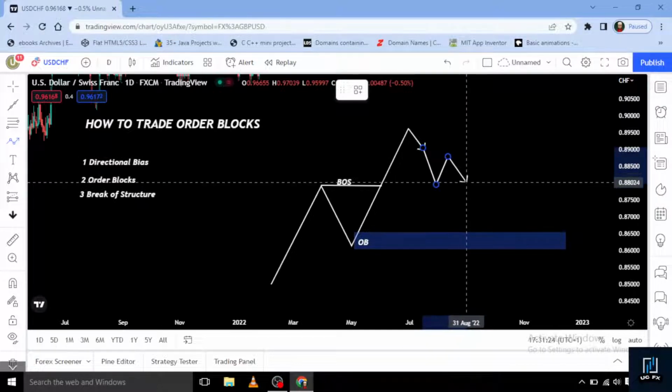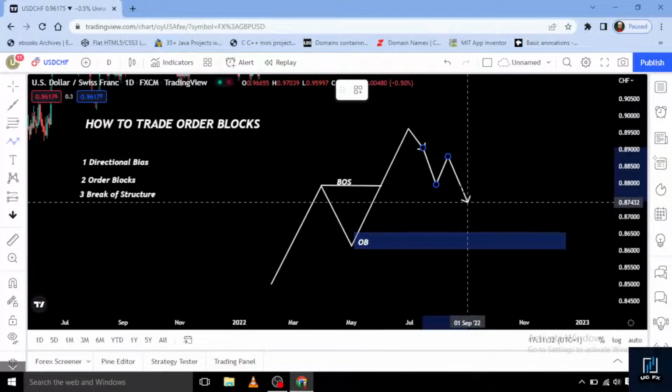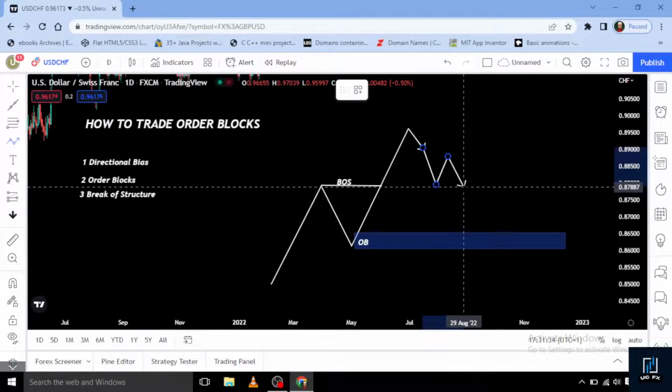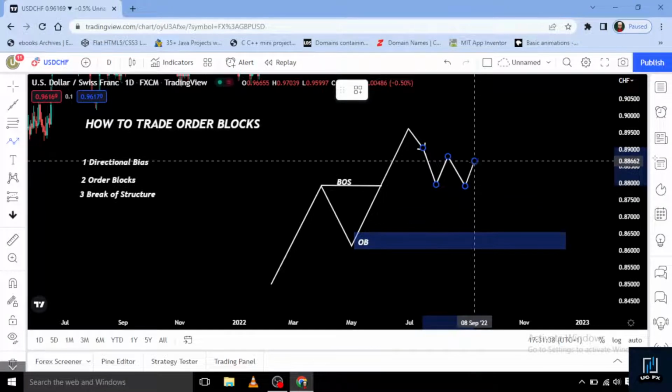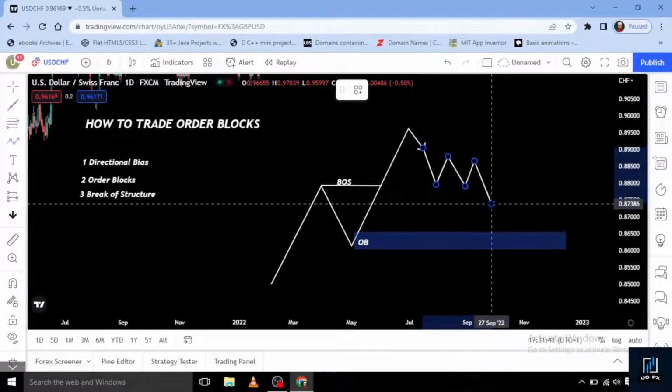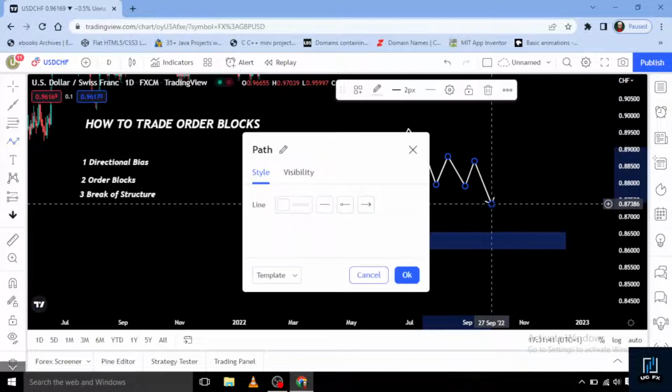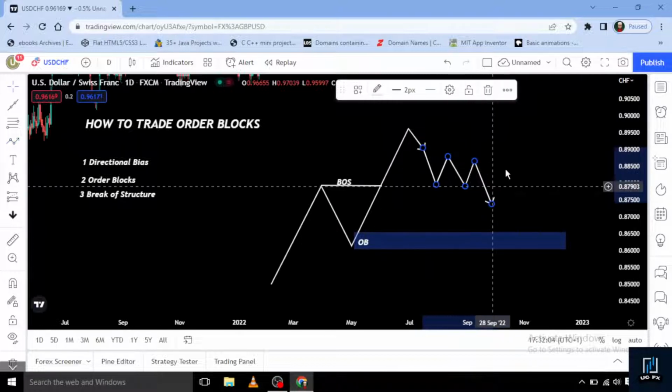So here inside this area, smart money will be waiting for traders that will be going long to take them out. So price will touch this area for the last time, then it will finally take it out. So this is what we actually call liquidity.